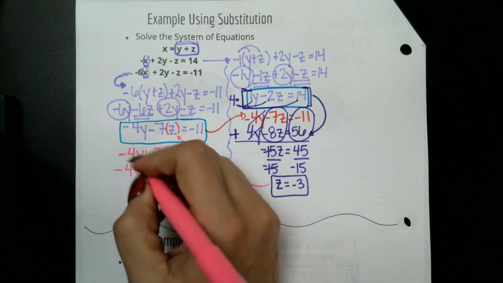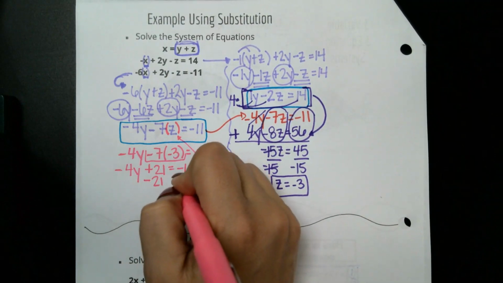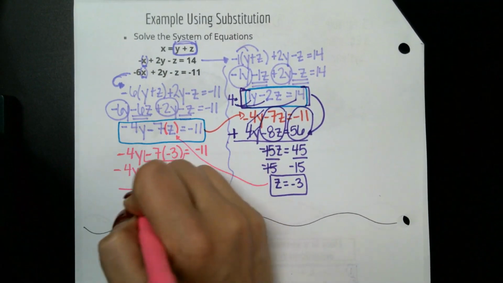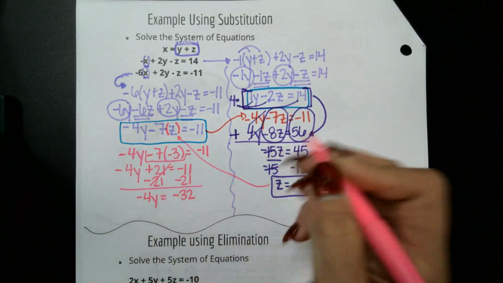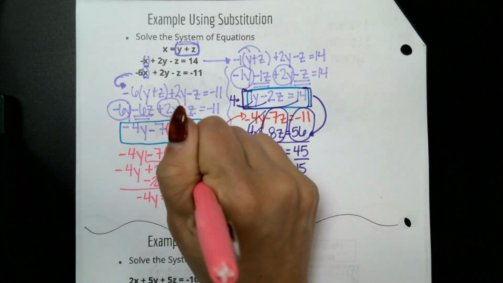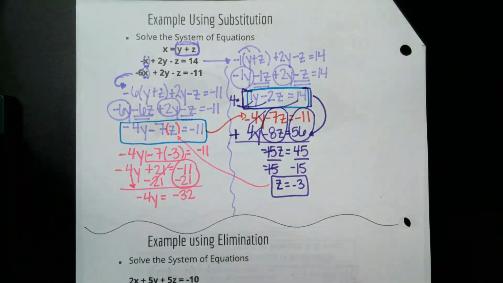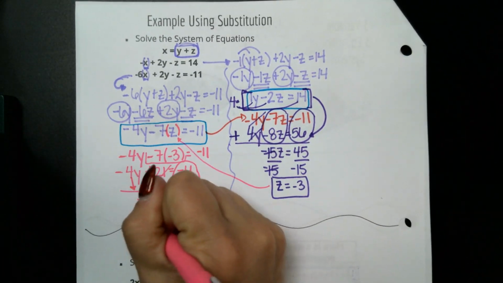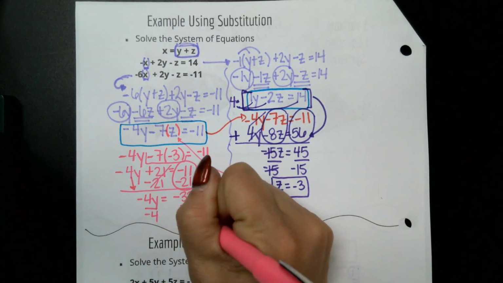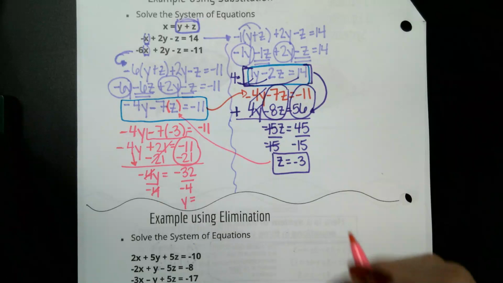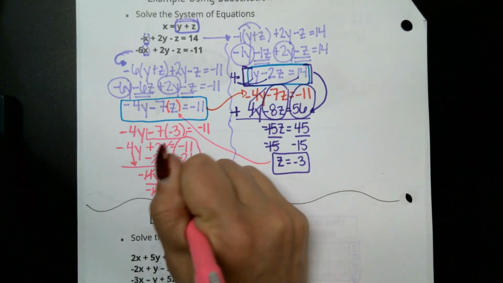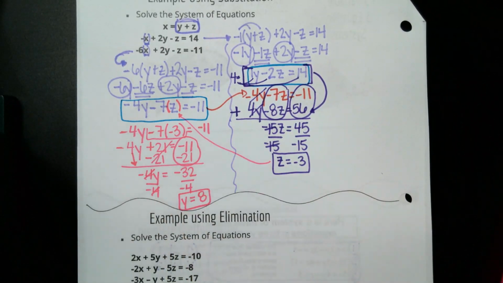Yep, so I have minus 21. So I have negative 4y equals negative 32, and we would just divide, and then we finally have y. So y equals 8. Okay, the last one's the easiest one to do.